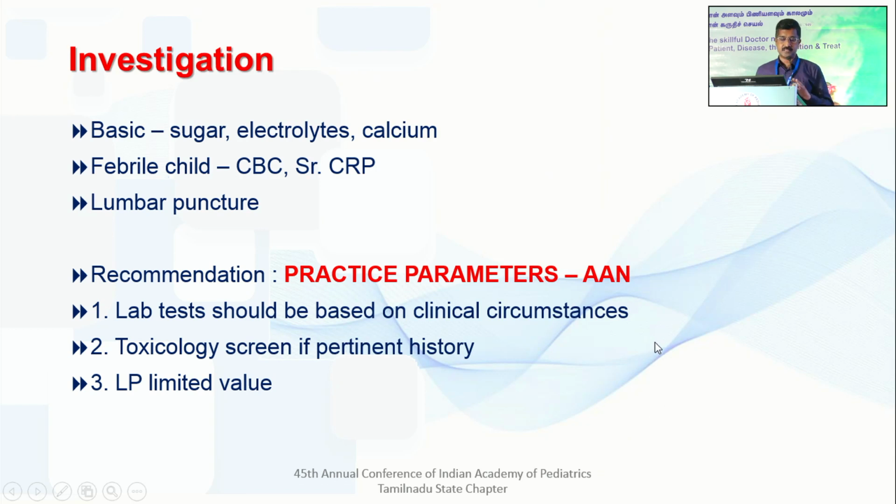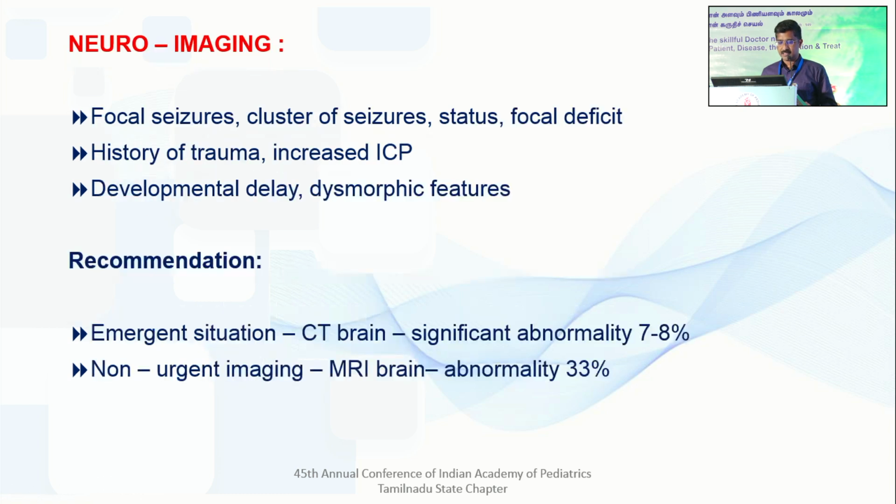So what are the investigations you need? Basic sugar, electrolytes, calcium. If you miss it in the first instance, you may not do it later. In a febrile child, CBC, CRP, and lumbar puncture according to your clinical discretion. Lab tests, toxicology and LP should be based on clinical circumstances.